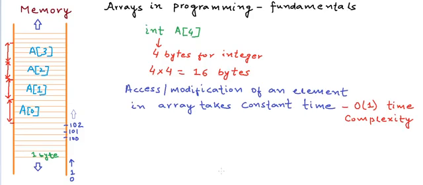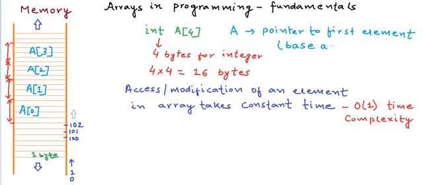Or in other words, we can say that the time complexity for accessing or modifying an element in the array is big O of 1. Now how does this really happen? Let's try to understand. When we declare an array, like say for example here we have declared an integer array of size 4, then this variable a is nothing but a pointer to the first element in the array, and we can also say that this variable a is a pointer that points to the base address of the array.